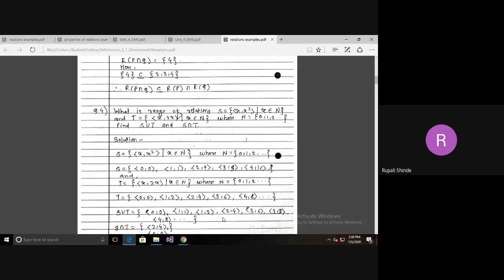Okay, now next is 1. If you put the value of x as 1, it will give the ordered pair (1, 2). Again, if you consider x as 2, it will give the ordered pair (2, 4). Then (3, 6), (4, 8), likewise. So here we have just defined the relations S and T.